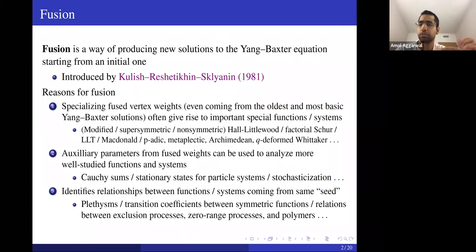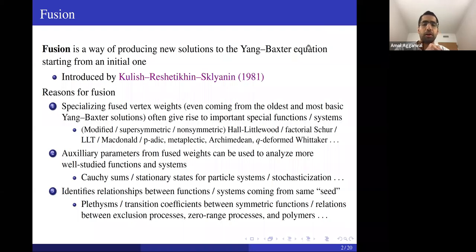Things that I don't mention include transition coefficients between families of symmetric functions. For example, using fusion, you can start to identify coefficients when you expand LLT polynomials over the Hall-Littlewood basis. Fusion allows you to see representations for the coefficients that arise from such a procedure. You can also see relationships between various types of stochastic processes, such as the ASEP, the TASEP, and the zero range processes, by identifying relationships between various specializations of these fused models.